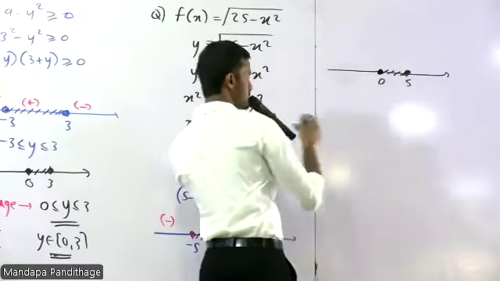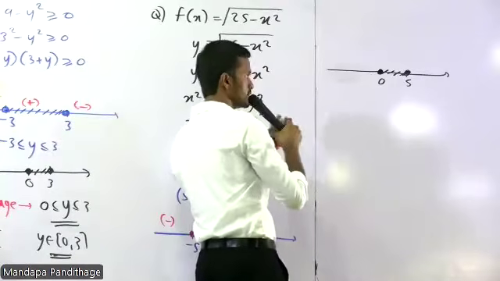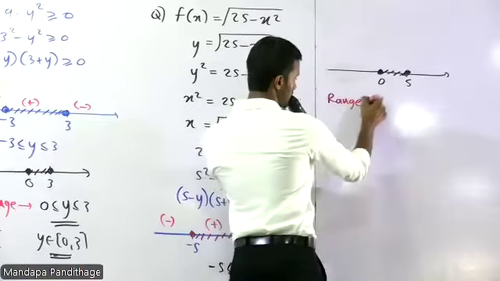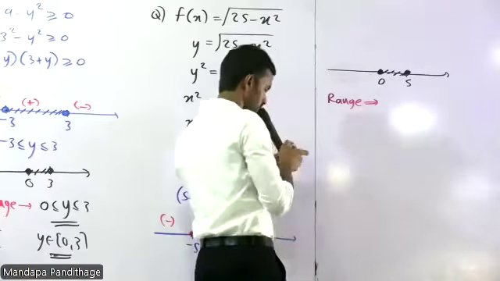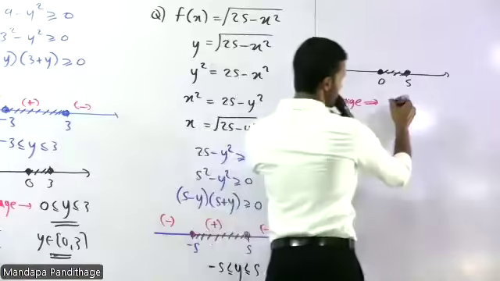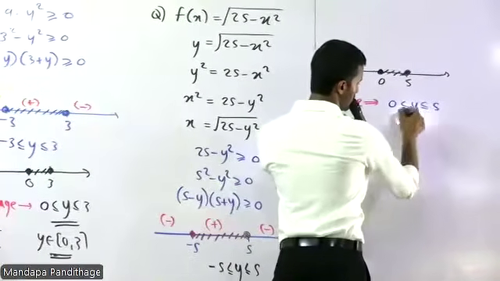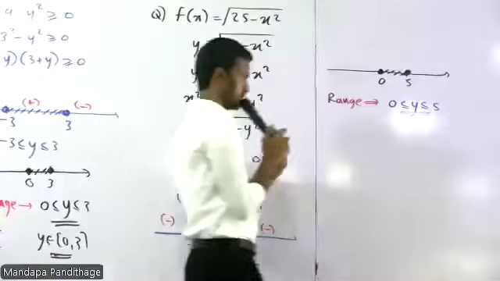So what is your range? It's in between 0 and 5. Your range is in between 0 and 5.